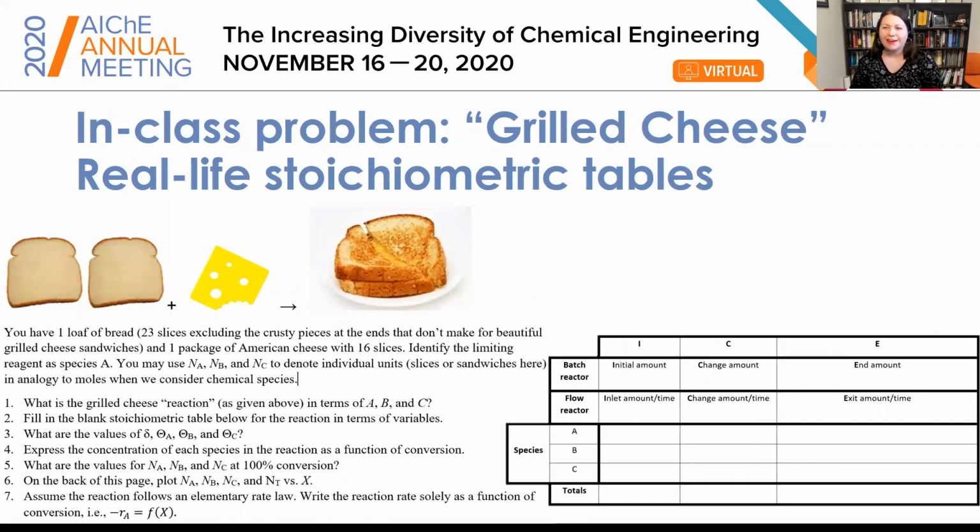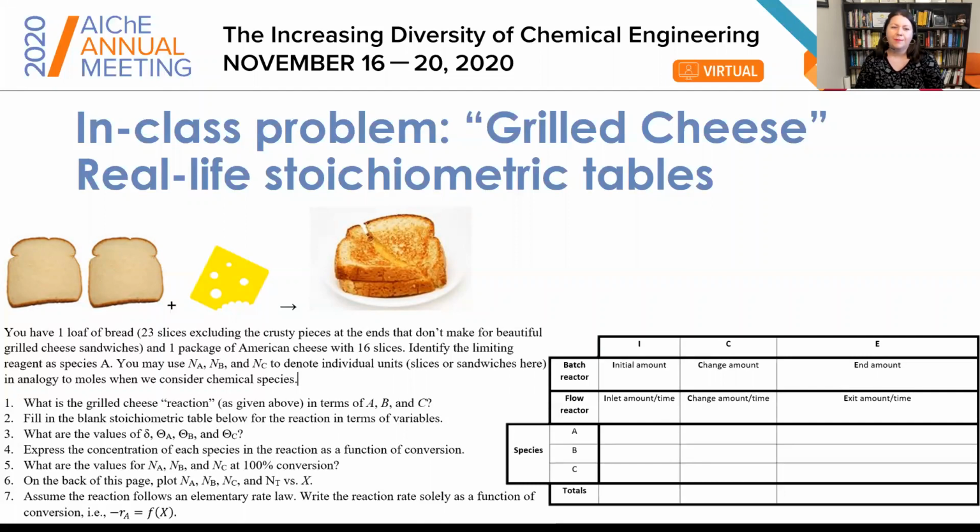One of my favorite in-class problems, when it becomes this day of this lecture, I celebrate grilled cheese day, and I always tell them, I'm sorry I didn't bring you any grilled cheese. The class is typically at 8:30 in the morning too, so I don't provide them food. But this is a real-life stoichiometric table analysis, and so I want them to think about materials that they have worked with rather than chemical A and chemical B.